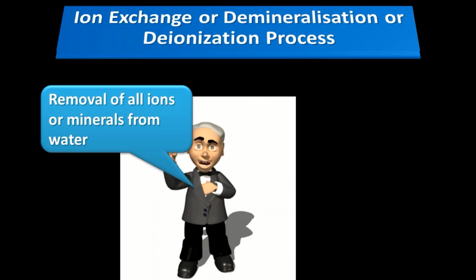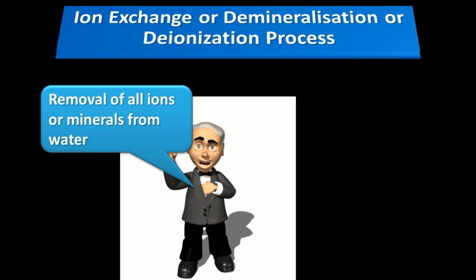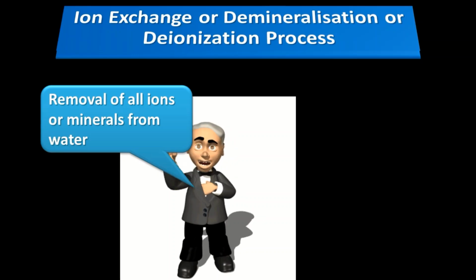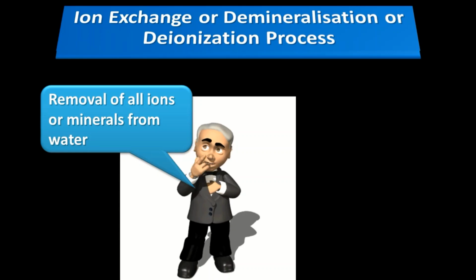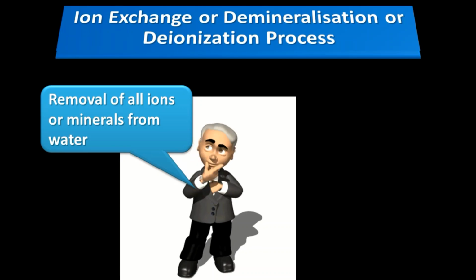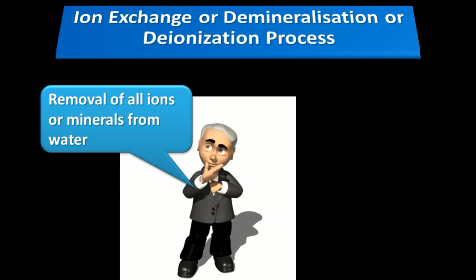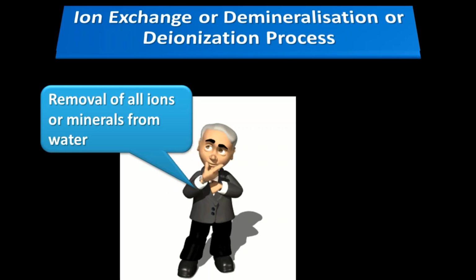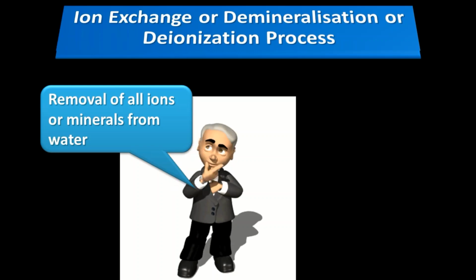From the word itself, it is clear that demineralization means removing all the minerals present in the water. Deionization also means removal of all ions present in water. So in this method, we are not simply removing the hardness producing ions, we are also removing almost all the ions present in water. Hence we call this process the demineralization process. That is removal of all ions or all minerals from water.